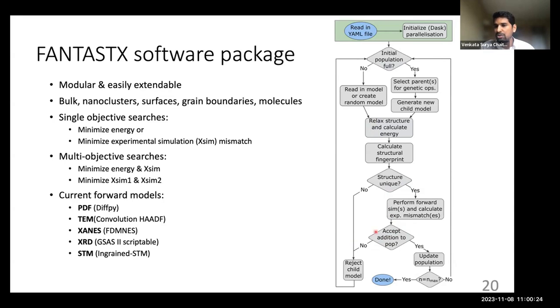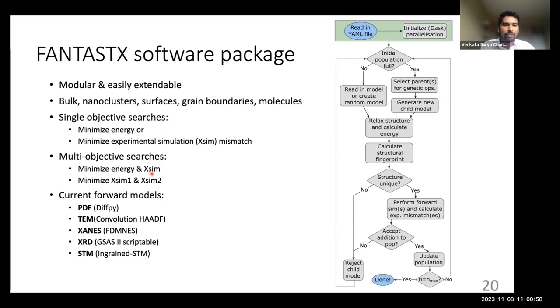And then we use this overall value to select parents in order to create a child structure and continue this search process. So we developed the FANTASTX software in a modular fashion because we wanted to incorporate different kinds of experimental simulation inversion capabilities. And also it can be easily extended to different geometries. In its current state, it supports bulk, nanoclusters, surfaces, grain boundaries, and molecules. These are the different structural geometries where we can perform the search.